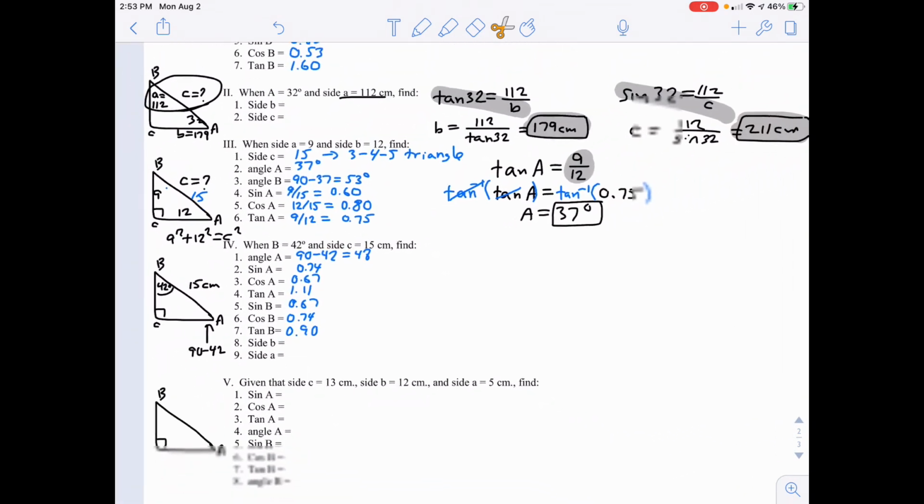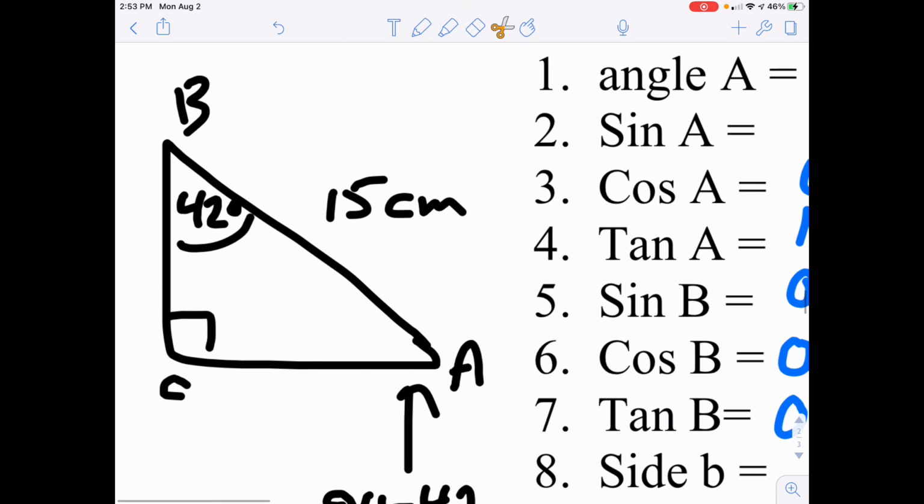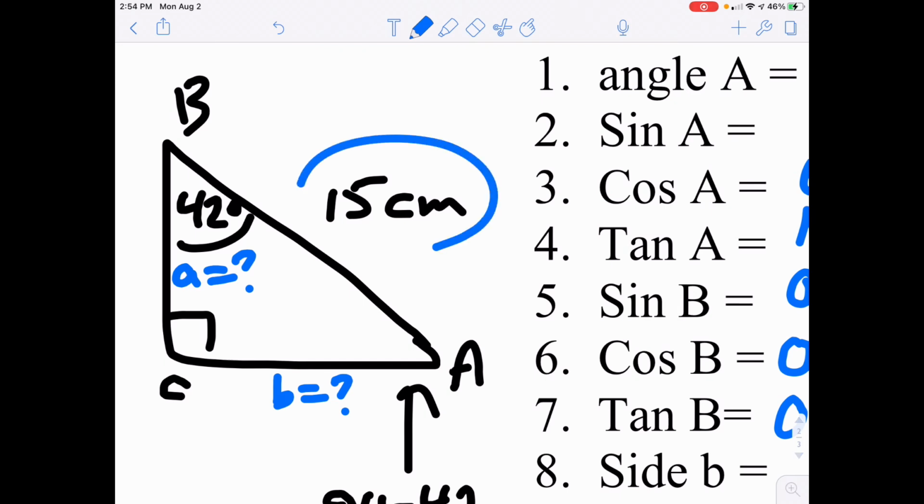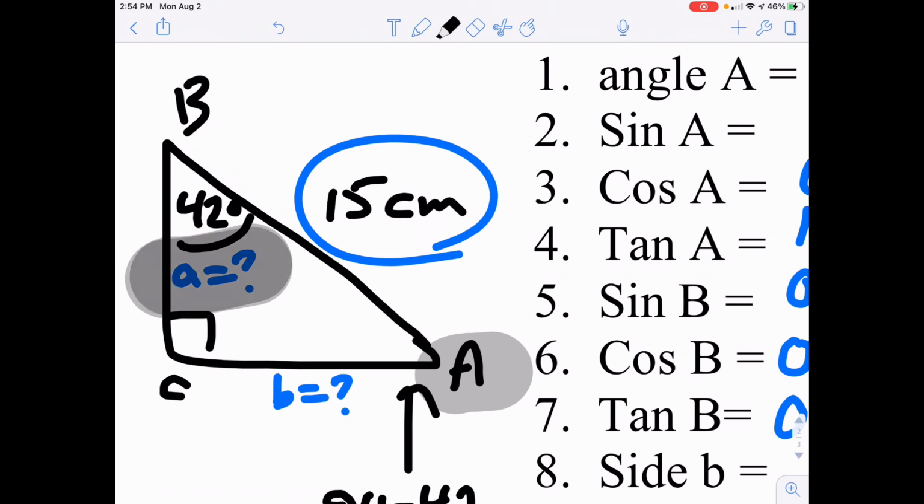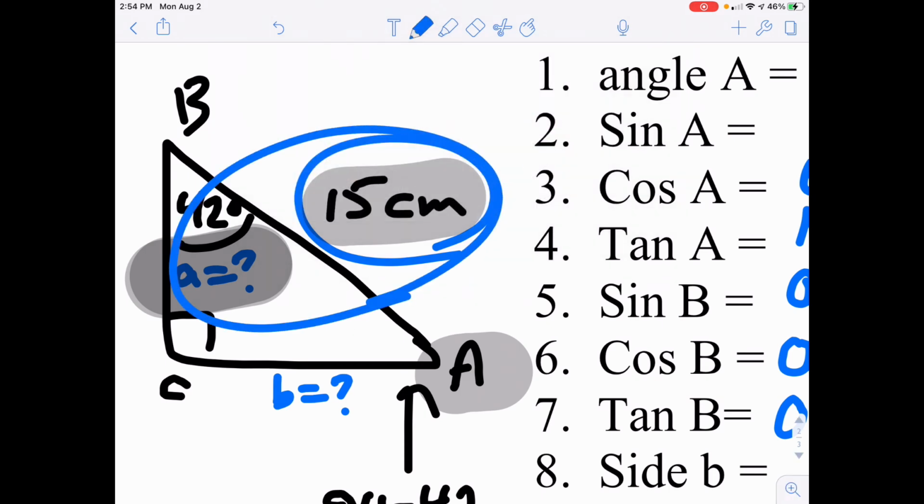Well, to do that, we're going to need to set up a trig equation, because side A, well, that's this one here. I don't know it. This is side B. I also don't know it. But I do know the hypotenuse, so I can set up a sine ratio with A, and sine of A is side A over 15. Opposite over hypotenuse.